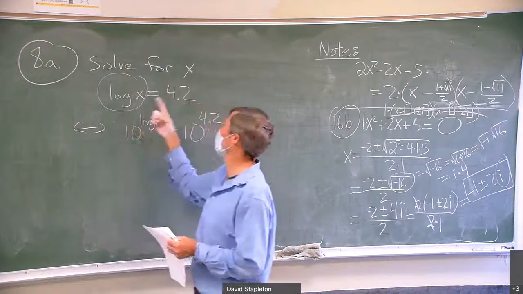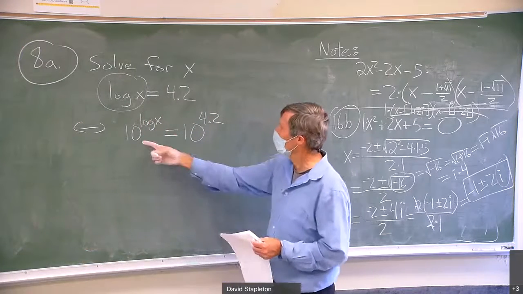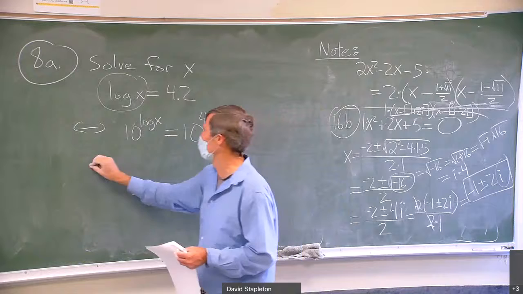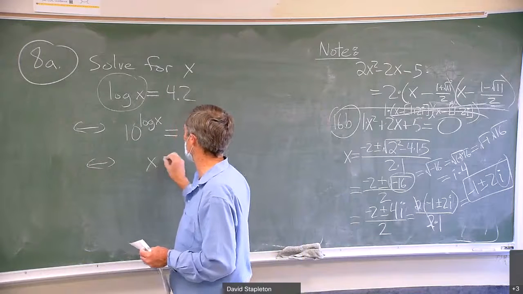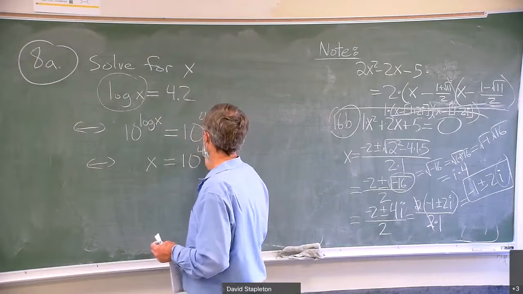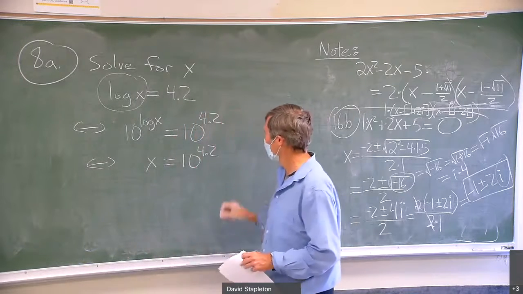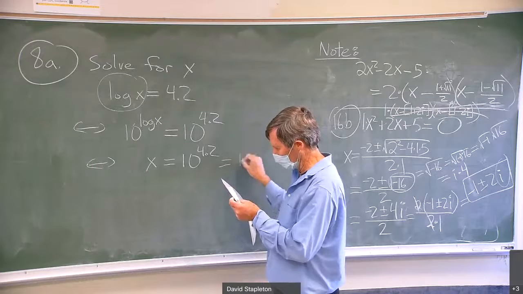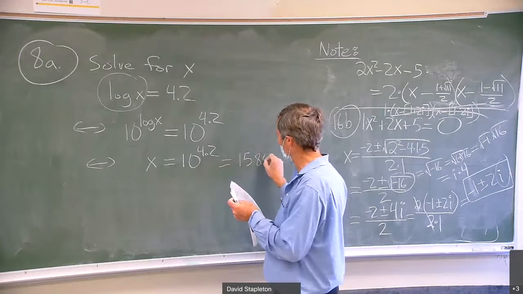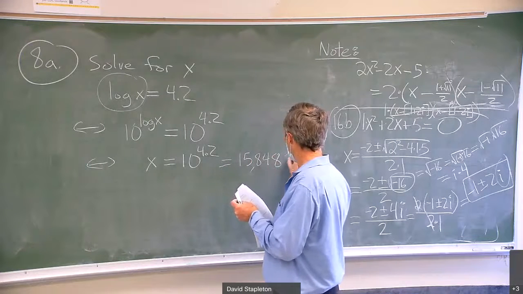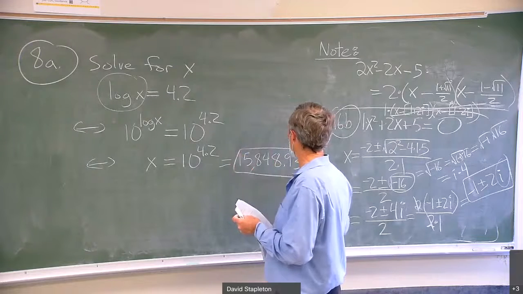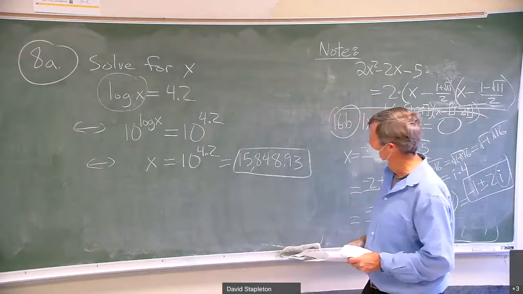So if I take 10 to this side equals 10 to this side, then 10 and log base 10 are inverses, they undo each other. 10 to the log base 10 of x is just x. Oh, x is 10 to the 4.2. And then you can calculate it with your calculator. It's 15,848.93. I asked for 2 decimal places accuracy, so there it is.